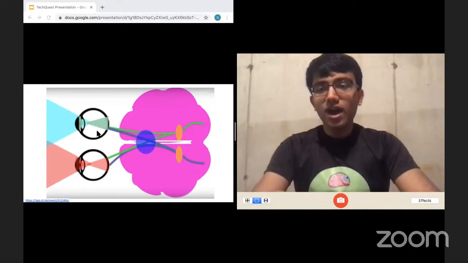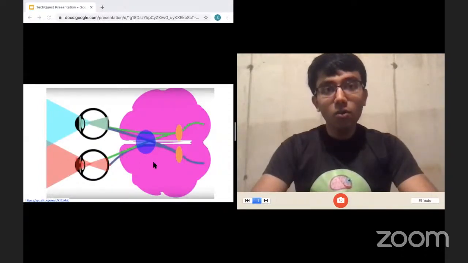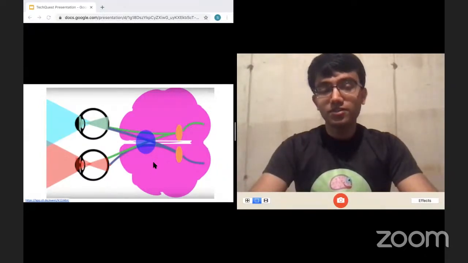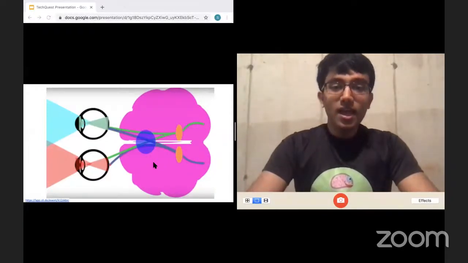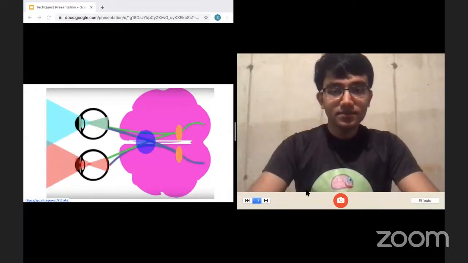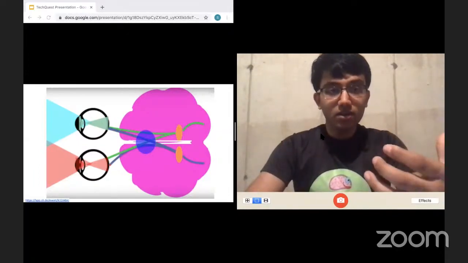At the back of our eye, where the light ends up reaching, there's this layer right here. It's called the retina. Does anyone know what the retina does? Or have you ever heard of the term retina, let's say? Yes, okay. So what does a retinal scan do? On your phone, have you ever heard of a retinal scan? It scans your eye.